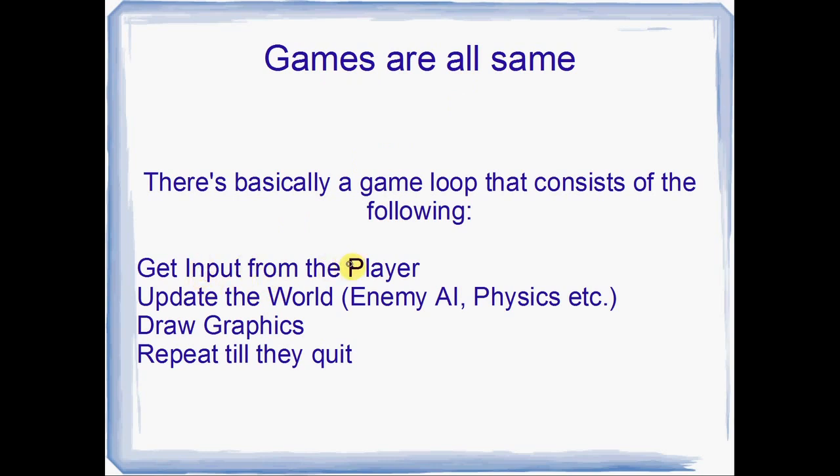We get input from the player. That's reading the keyboard, or reading where the mouse is, or reading the controller. Then we update the world, which means that we figure out what all the enemy AIs are supposed to be doing, the NPCs or non-player characters. And we help all the blocks to fall down if they're in mid-air, or we do the physics. Then we draw the graphics. And we repeat those three steps over and over again.